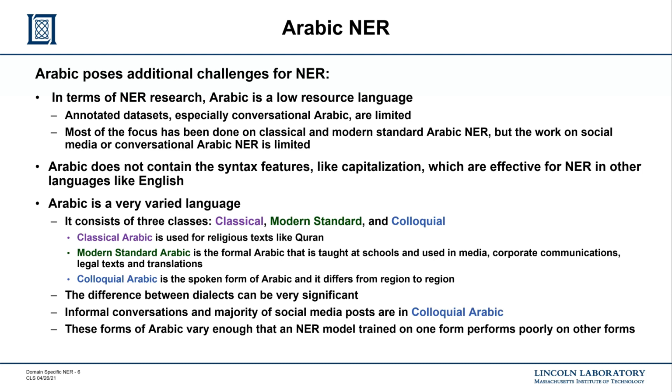Arabic is also a very varied language. There are three main classes: classical, modern standard, and colloquial. So classical Arabic, for example, is used for religious texts. Modern standard Arabic is the formal Arabic taught in schools and used in media and so on. And colloquial Arabic is a spoken form of Arabic, and it differs. There are lots of dialects. It differs from region to region. So this difference between dialects can be significant.